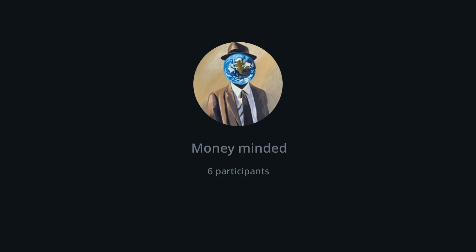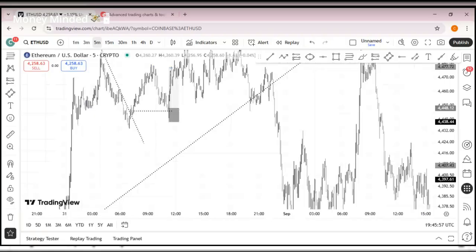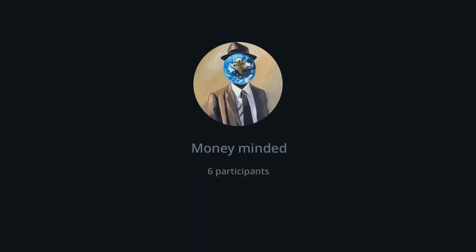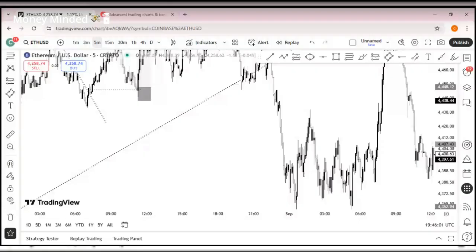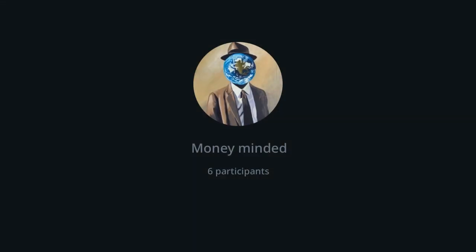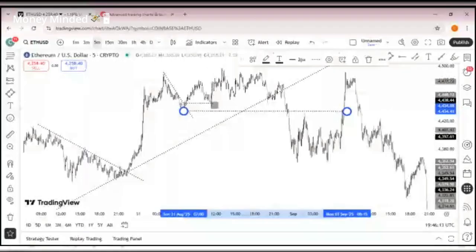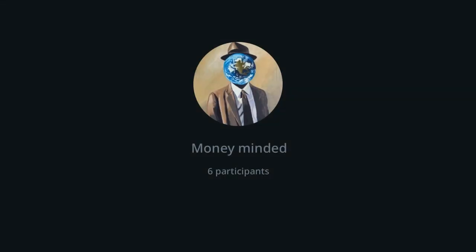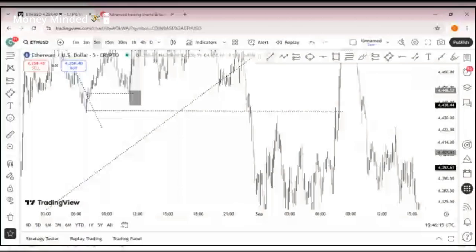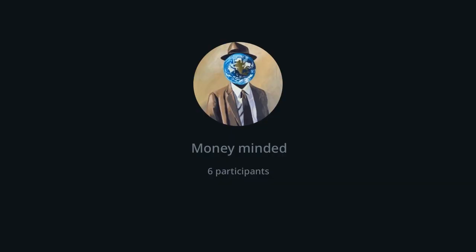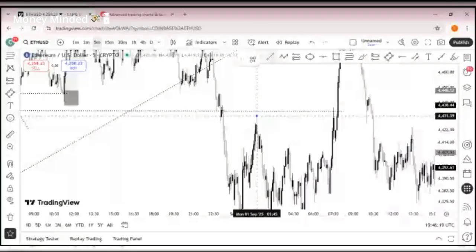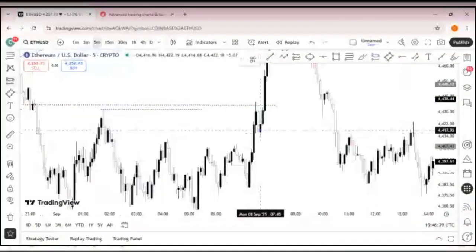You can see it. This was supposed to be also another entry here. Price was supposed to tap into this breaker block here, but price did not tap into it. This is our inducement here. Price tapped into it and gave us a bearish engulfing confirmation here.